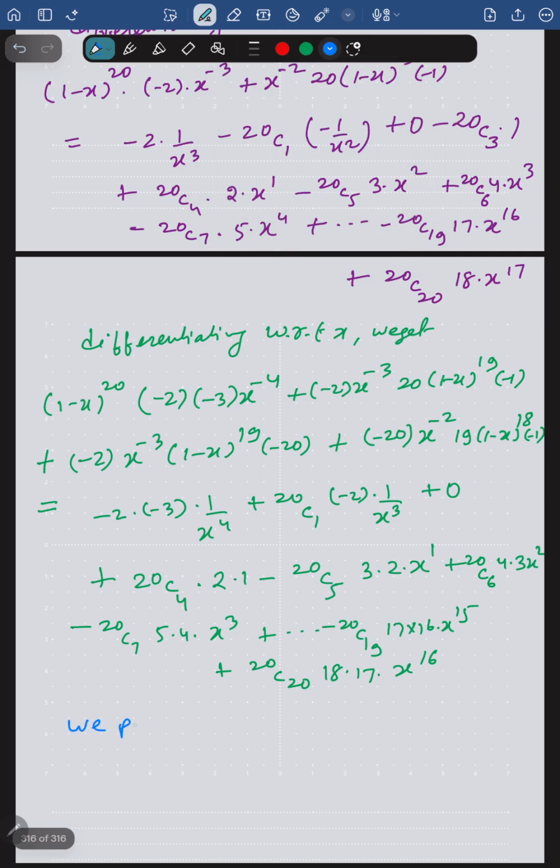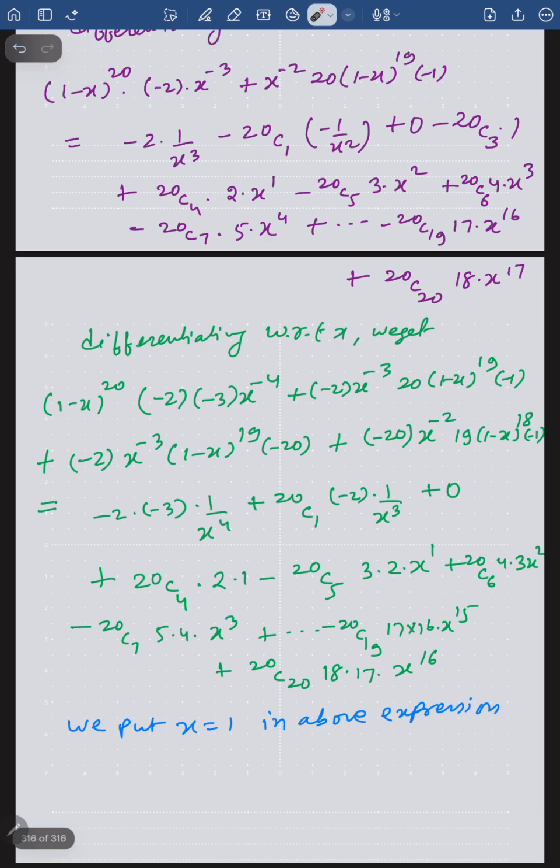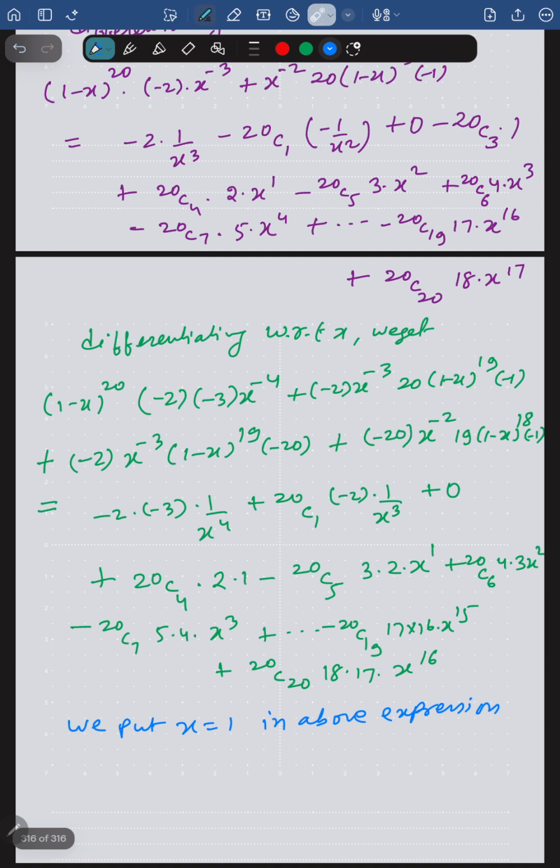Now we put x equal to 1 in above expression. So see how it is becoming. Left hand side we will first see. The left hand side is 1 minus 1. So this will become 0. This will also become 0. This will also become 0 for x. 1 minus x is there. This will also become 0. The whole left hand side is 0. So we'll just write it as 0. Okay. So 0 is equal to.